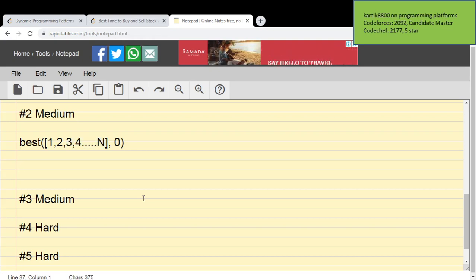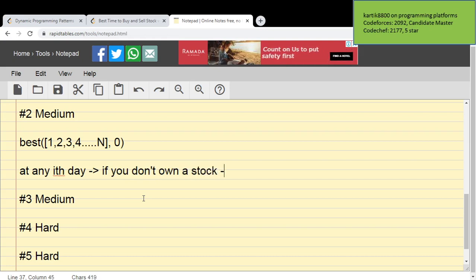Now, at day number 1, I have 2 options. I can either buy a stock or not. So at any ith day, if you don't own a stock, then you have 2 options. Either you buy one or you don't buy one, right? Either buy or don't buy.